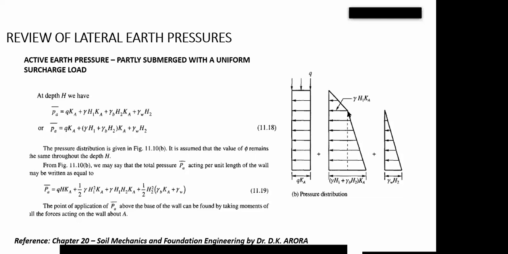Now, this is the point. Look at the pressure distribution of this one. Because the soil is submerged, there'll be an increase in your lateral earth pressure, because the soil itself will be feeling the effect of its weight and will be acting more. So the pressure will also be triangular. This second triangle is the submerged effect.